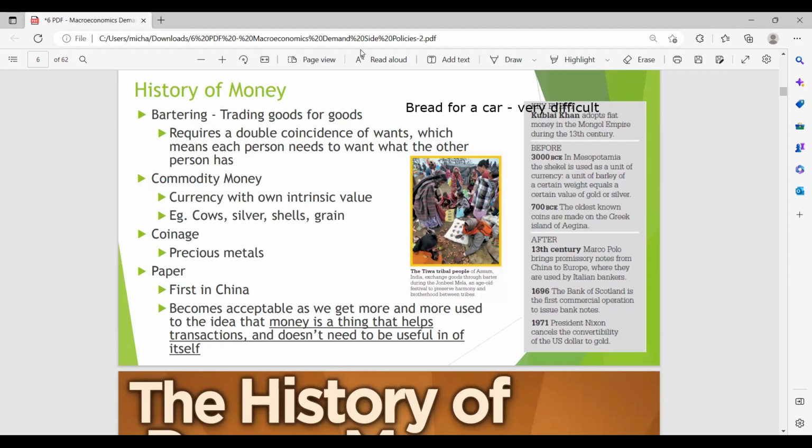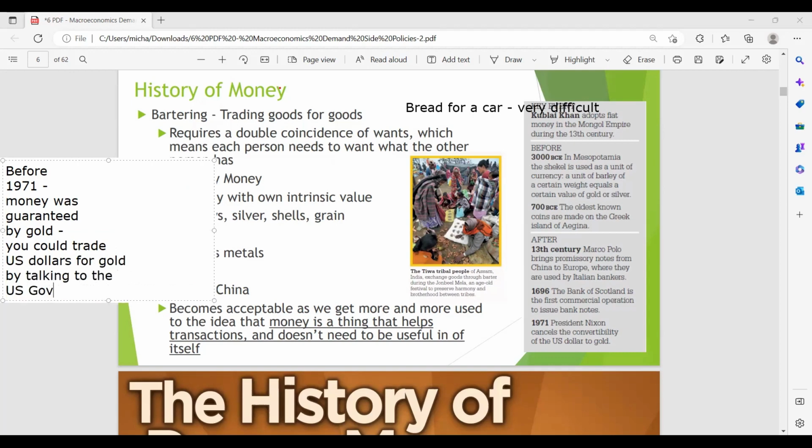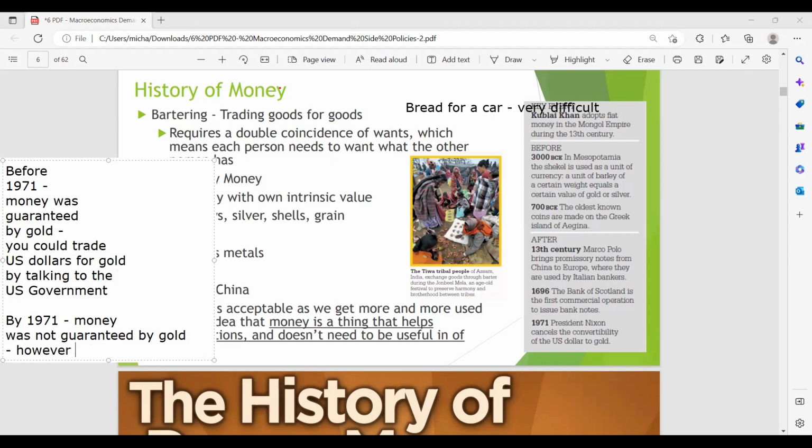Before 1971, money was guaranteed by gold. So you could trade US dollars for gold by talking to the US government. And then by 1971, money was not guaranteed by gold. However, it was still guaranteed by the US Treasury. So that really changed things.